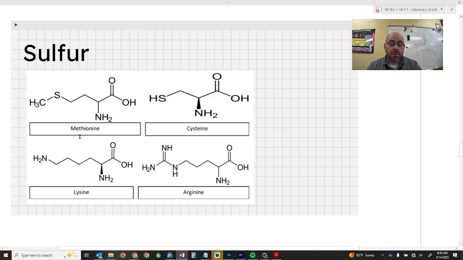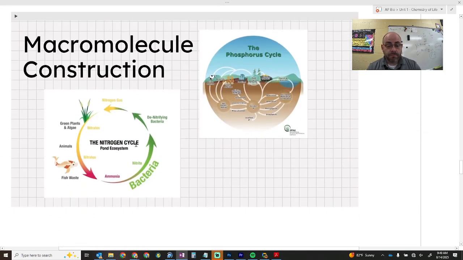We're not going to talk a whole lot about sulfur as an individual atom. We will talk about those disulfide bridges when we talk about proteins specifically, but that is the role it is going to have. And so if you see sulfur in an organic molecule, it is probably going to be an amino acid like you see here. So let's look at some biological applications.